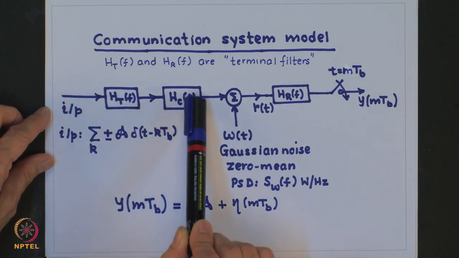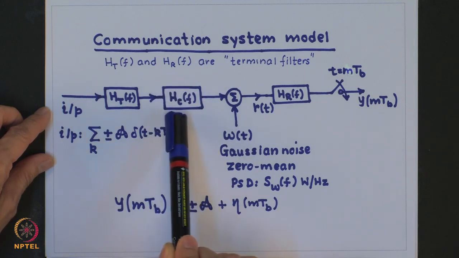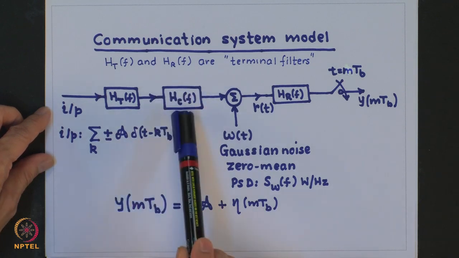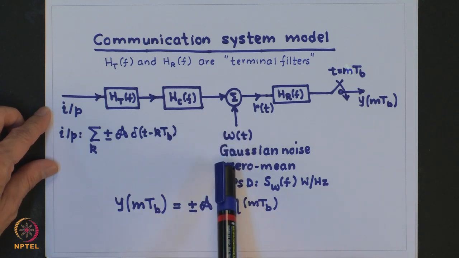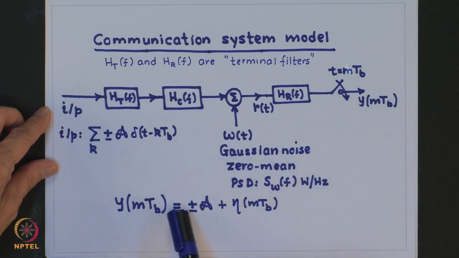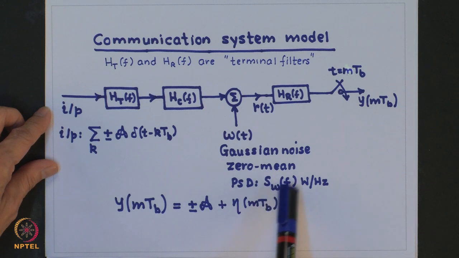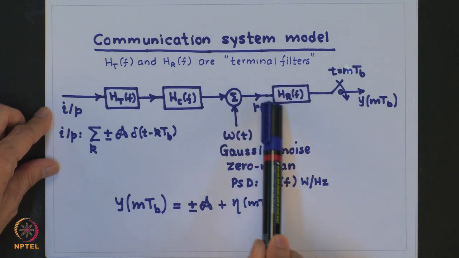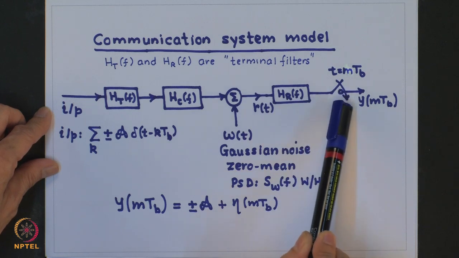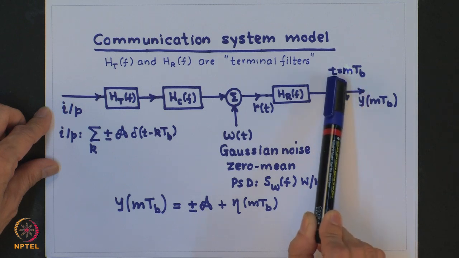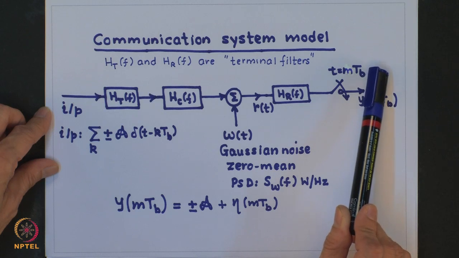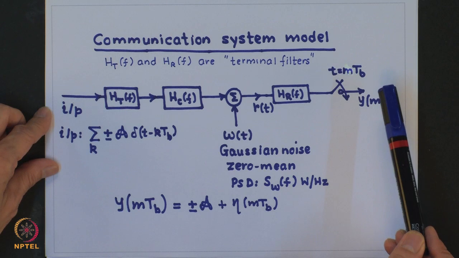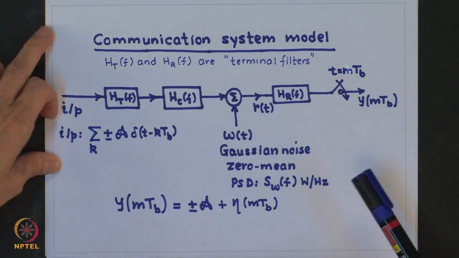Then the output of the transmitting filter passes through a communication channel, which we have modeled as HCF frequency response. On the channel there is a noise Wt. We assume that it is a Gaussian noise with 0 mean. We will assume the power spectral density is given as SW, watts per hertz. To start with, we do not assume it to be white, it could be non-white. At the receiver, the input to the receiver RT passes through a receiving filter, and then it is sampled at sampling instances given by T equal to mTB, where TB is equal to 1 by RB, where RB is the rate of transmitting the message samples per second.